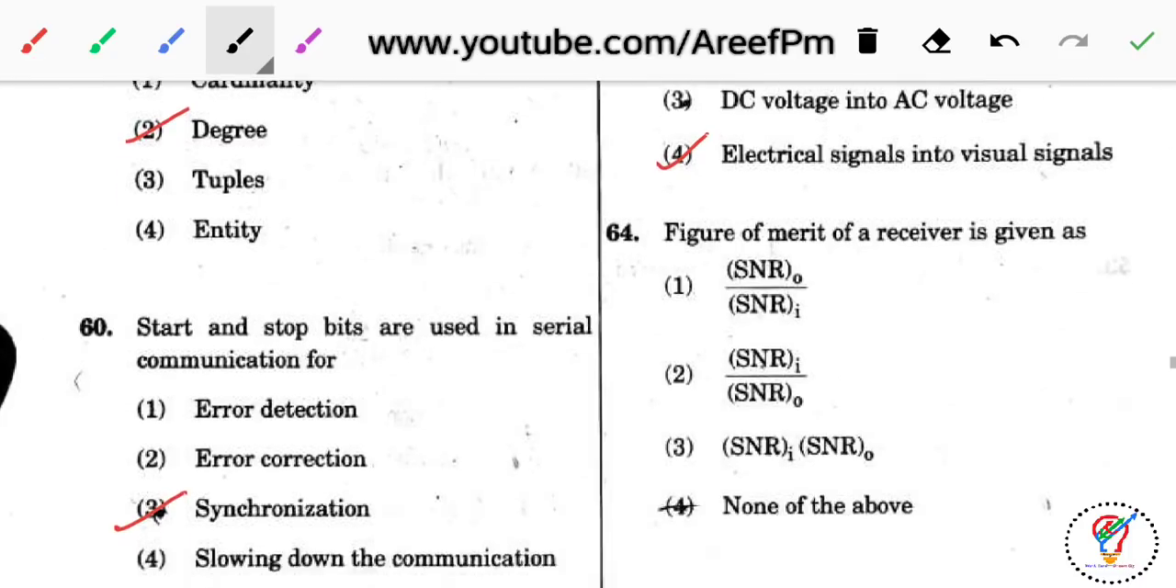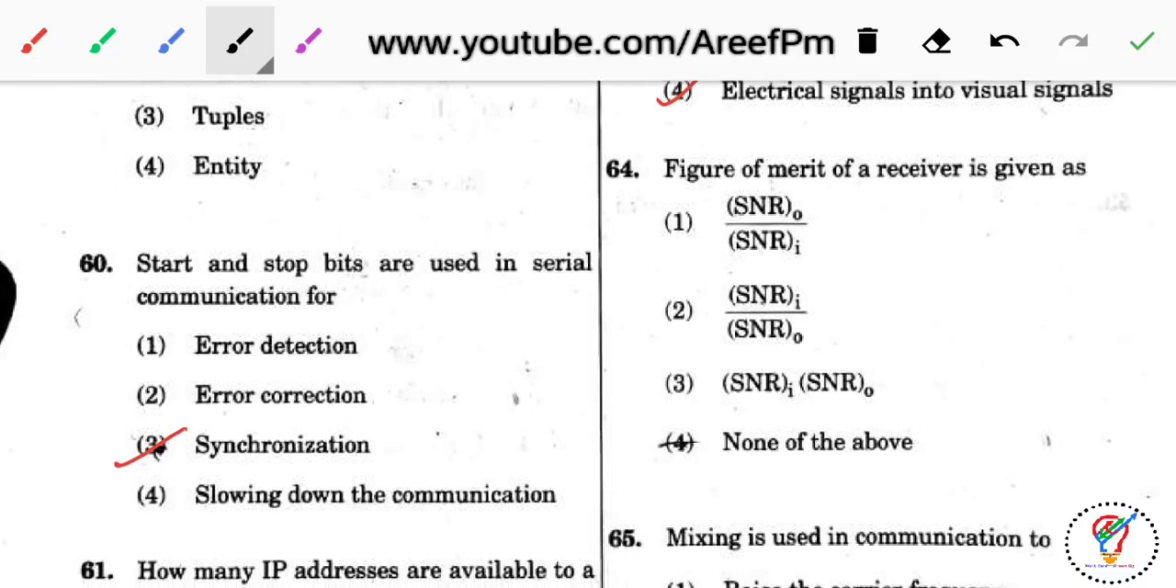Okay, so next we'll move to the 64th question here. That is, the figure of merit of a receiver signal is. Figure of merit is nothing but the signal to noise ratio of the output divided by the signal to noise ratio of the input. So the answer is 1 here.